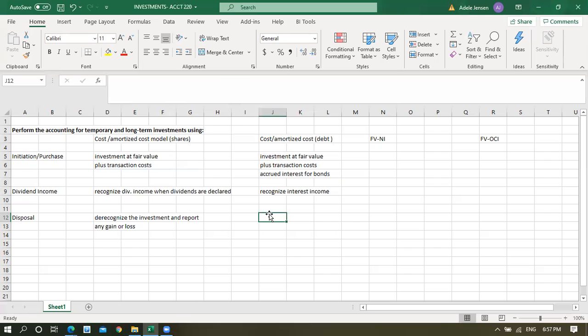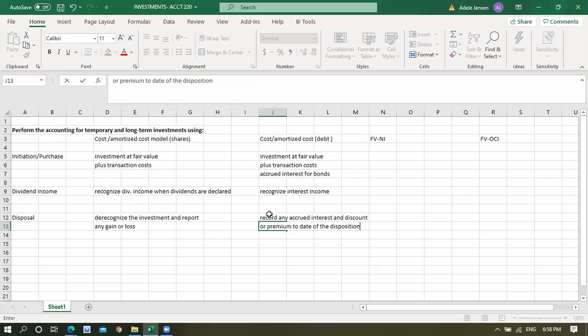Okay, so what about investment in debt transactions? When the debt instrument is disposed of, we record any accrued interest and discount or premium to date of the disposition. So that's the first step, is recording any accrued interest and discount or premium.